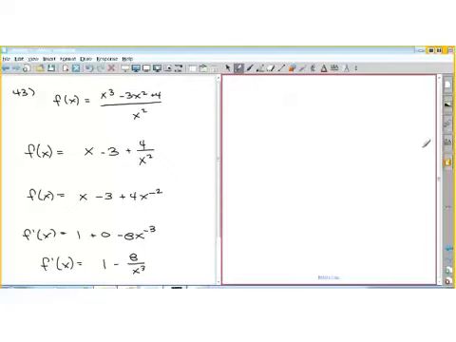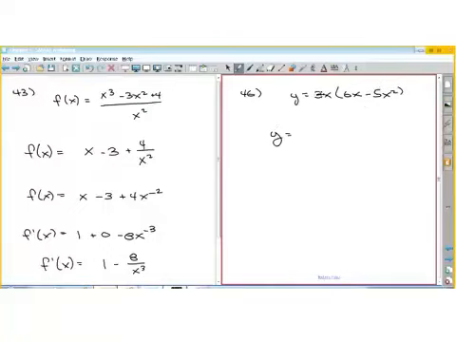And the last one in this sequence is 46. Again, this looks different, and in the next section we'd be able to do this differently, but at this particular point we have to just use the brute force method. So what that means is you just have to multiply everything out.